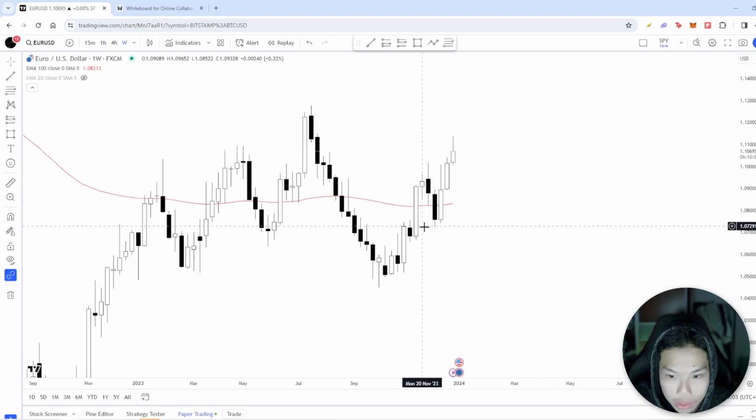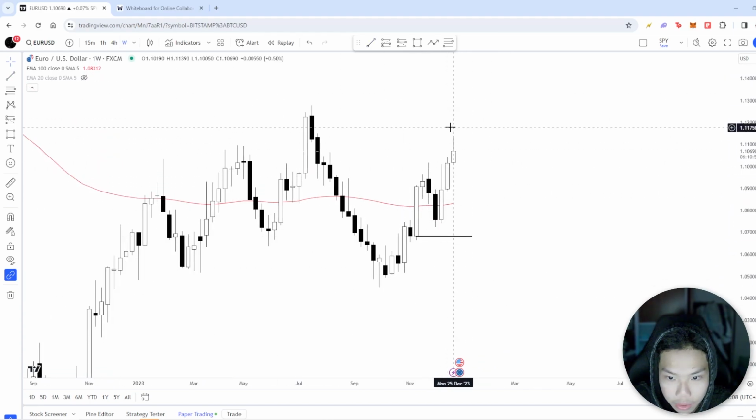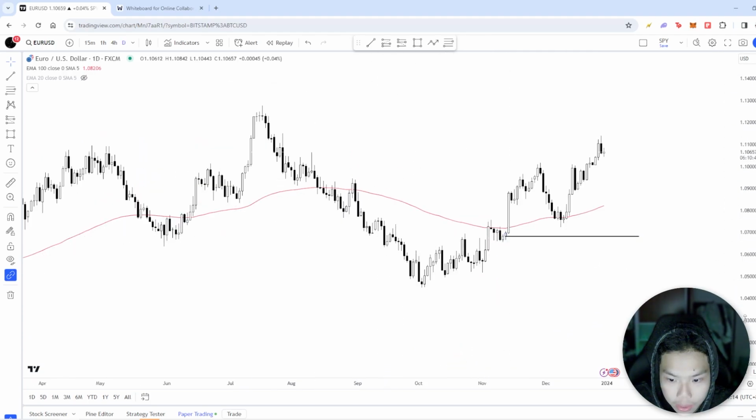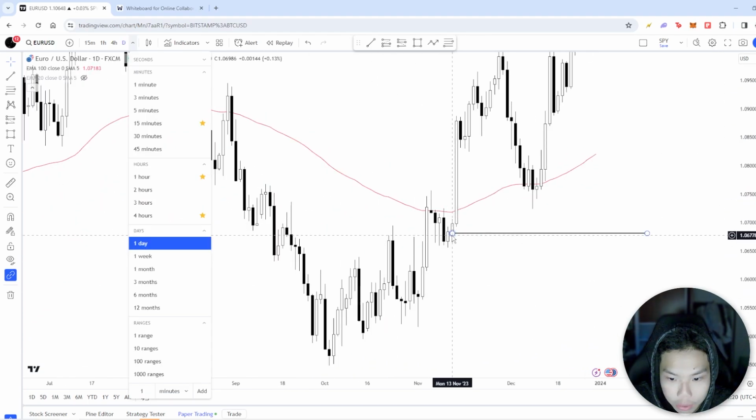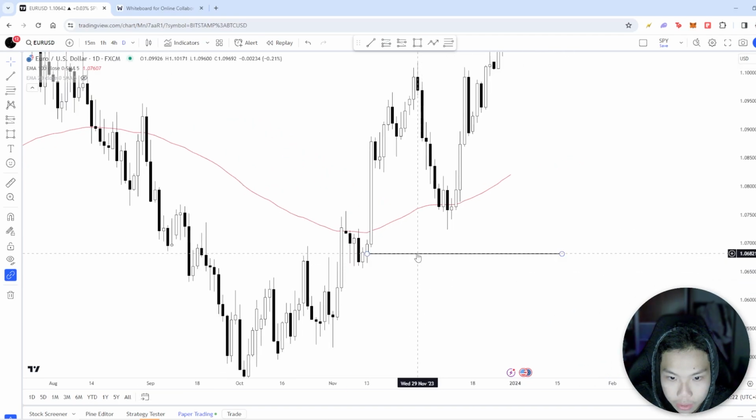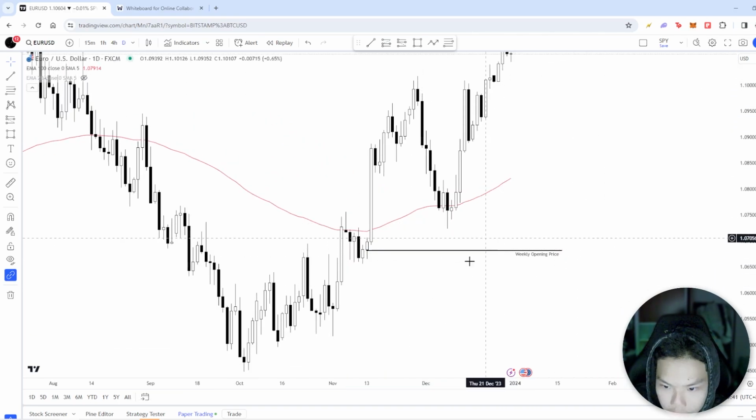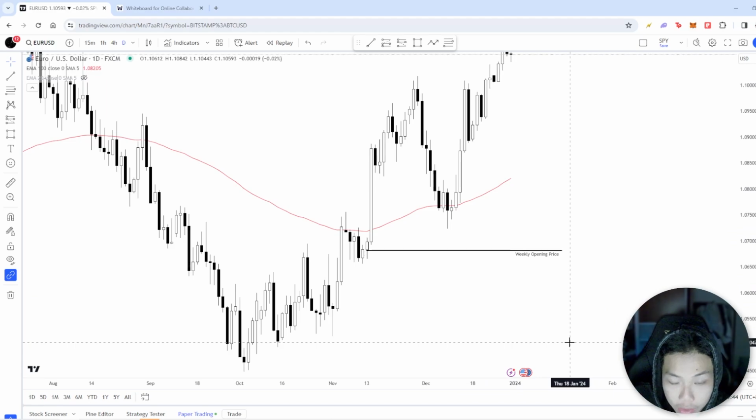I'm on a weekly time frame right now. The week of this Monday, let's disregard all this price action over here because it hasn't happened yet. When the Monday opens, right, the price opens over here. So I'll mark out this as my weekly opening price. This level is very important because it provides you with the institutional bias on where you are heading towards the week.